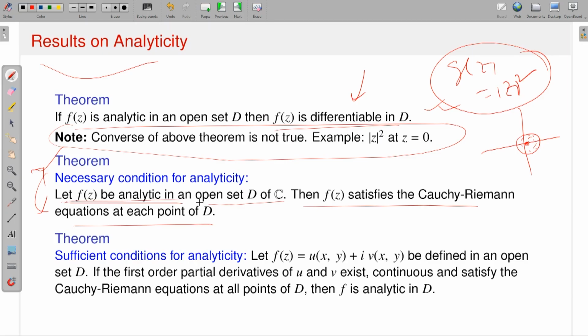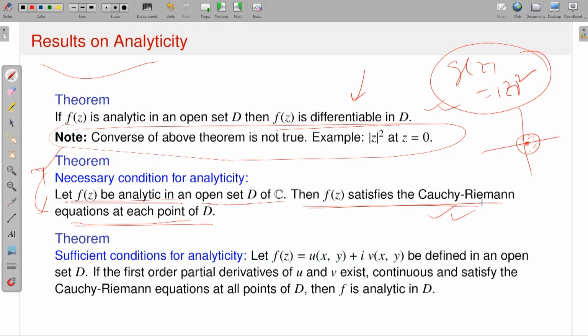So therefore, let f(z) be an analytic function in an open set D subset of C, then f(z) satisfies the Cauchy-Riemann equations at each point of D. So you do not need any proof. This is straightforward, right? You know the necessary condition for differentiability at a point, which implies that if I write my function f of the form u plus iv, then u and v should satisfy the Cauchy-Riemann equations. Now analyticity implies what? It is differentiable at each point. So therefore it is expected u and v should satisfy the Cauchy-Riemann equations at each point. So that's the necessary condition.